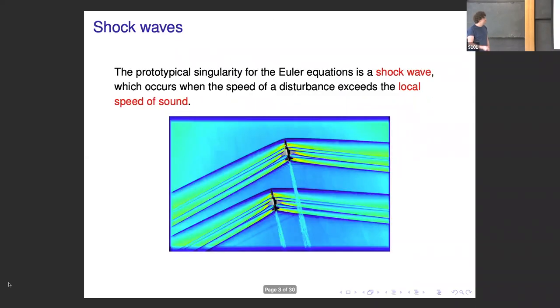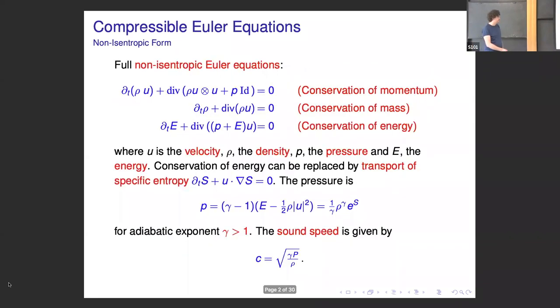But S is a constant... Why do you have derivatives of S? You said S is a constant. No, in the case of isentropic Euler, which is not what we consider, S is a constant. But in the full Euler equations, S is not necessarily a constant. It's transported like this. So this is in terms of the specific entropy, where the entropy is the density times the specific entropy, I should say.